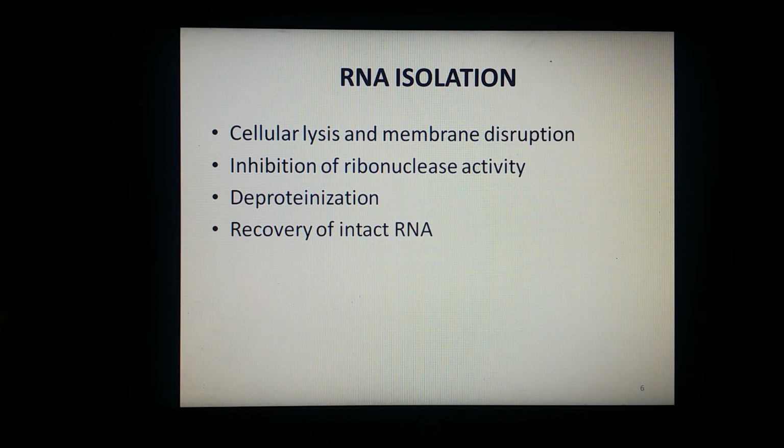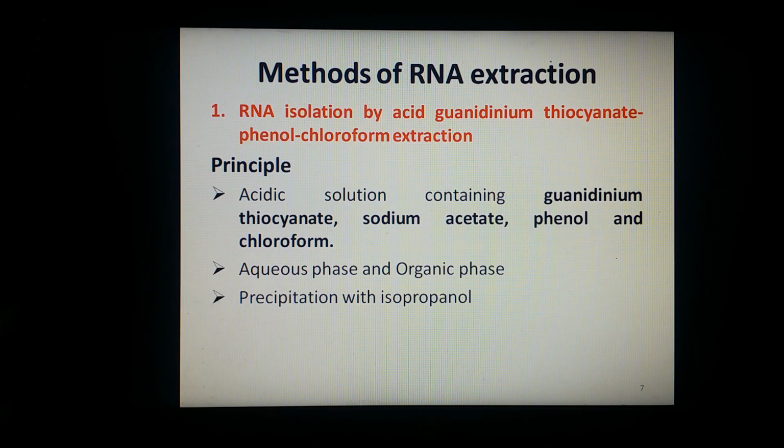The third is deproteinization. Deproteinization is basically the process of removing proteins, as the name indicates. The fourth common attribute is the recovery of intact RNA. So these are the common attributes of all the kits, protocols and techniques that are used for the isolation of RNA. So what are the methods of RNA extraction?